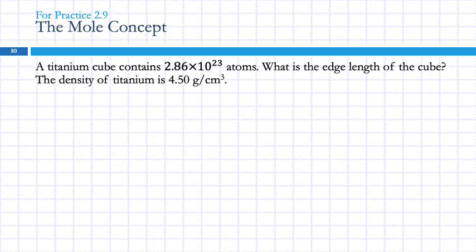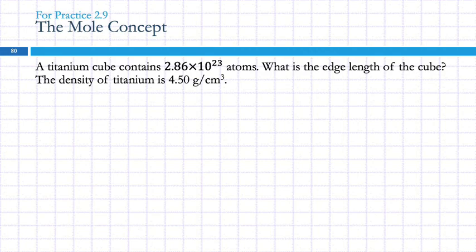Okay, so let's put some things together here. This is a critical thinking problem. It's taking things that we have learned or should know how to do, but putting them together in a way that you haven't seen before. So this is a titanium cube, contains 2.86 times 10 to the 23rd atoms. What is the edge length of the cube? The density of titanium is 4.50 grams per cubic centimeter.